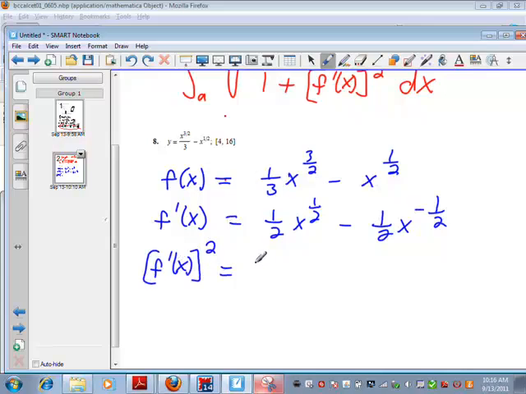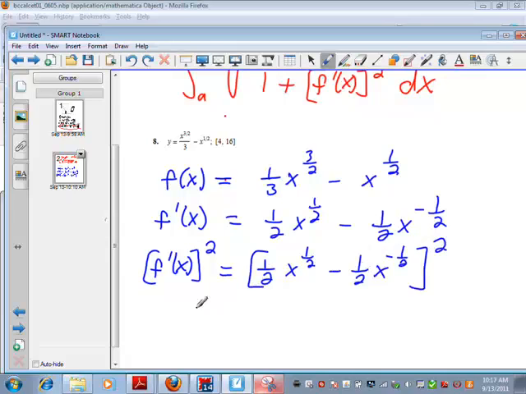F prime of x squared is all of this squared, and we're going to have to square it. I have to FOIL it out. When you FOIL it out, it's equal to 1/4 x minus 2 times this, so that's minus 1/2, plus 1/4 x to the minus 1. So if you were to FOIL this out, multiply this times itself, you get this.